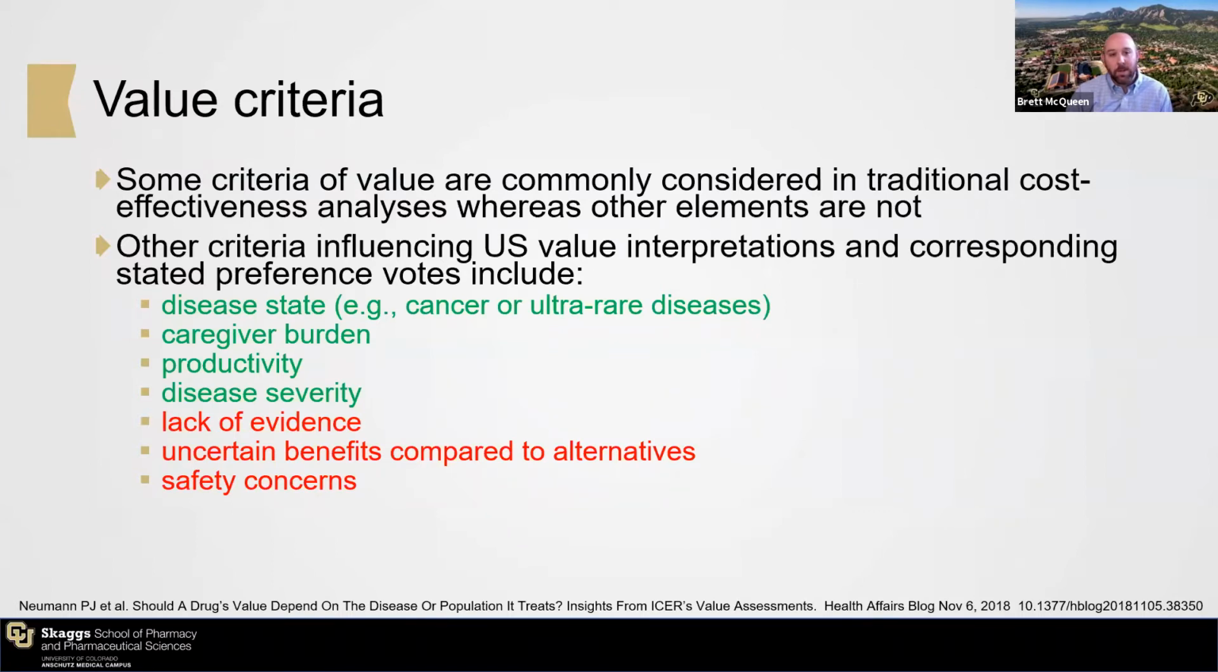And so you'll see the ones in green down here, like disease state or caregiver burden. Those are often thought of as positives for a therapy if it addresses those issues, reduces caregiver burden, improves productivity. And you can tell some of these criteria we already include in a value assessment process. Some others maybe are more difficult to quantify. The criteria in red then shift more towards a negative perception of value for therapies given safety concerns or lack of evidence, which we're used to in value assessment. Next slide, please.